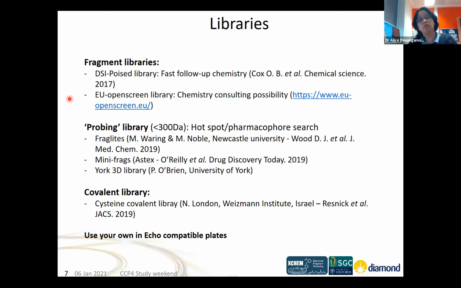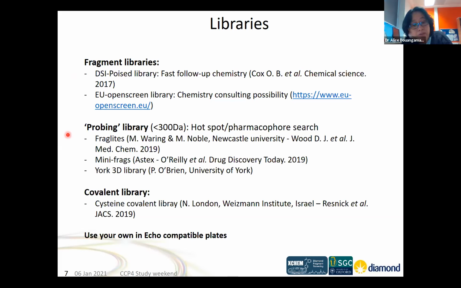This is quite crucial. The idea behind all the libraries that we are providing is that you can do the follow-up quickly. We know we can screen. The most important is whether you can follow up afterwards. So the DSI Poise library was designed for that, and the Open Screen is providing you consistency so that you can continue in the chemistry if you don't have that in place.